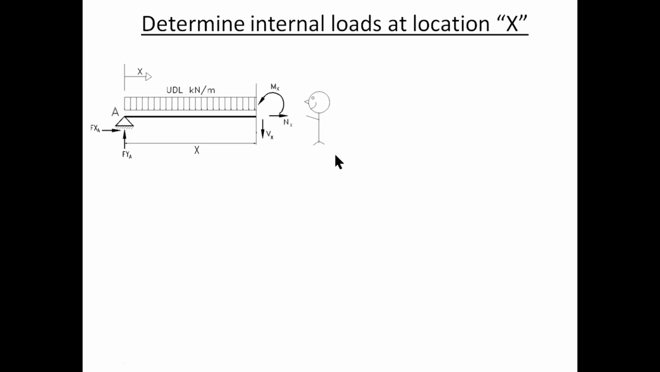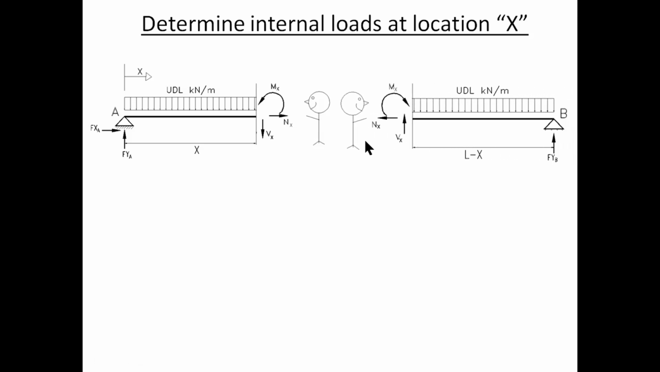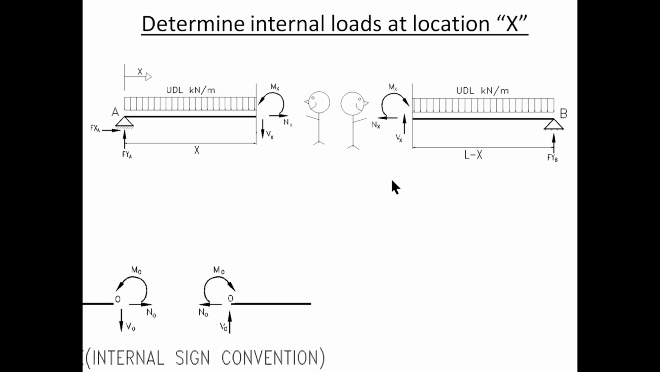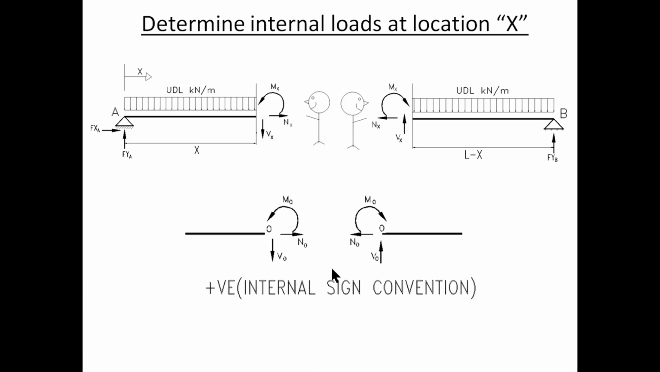Okay, if this same person turns their head the other way around and looks at the right side of the beam, they will see equal and opposite forces. Clockwise moment, which still causes compression at the top of the beam and tension at the bottom, shear force up, and normal force to the left. And this is what we call internal positive sign convention. And of course, if we don't have any external horizontal forces, then the internal normal force Nx would just be 0.